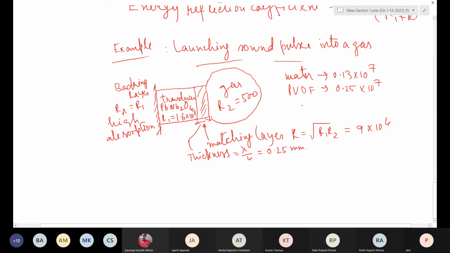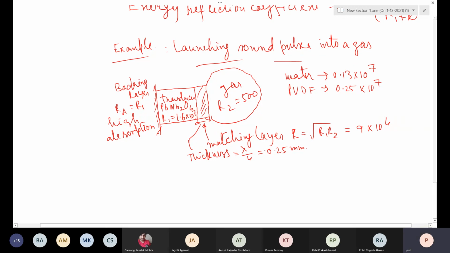Say for steel, PVDF would be much less than steel. So for steel, lead niobate will be better. Even better would be quartz, whose acoustic impedance is higher than lead niobate. Quartz would be more or less 2 into 10 to the power 7, whereas steel would be like 3.5 or 4 into 10 to the power 7. So in that case, those kinds of transducers can be chosen.